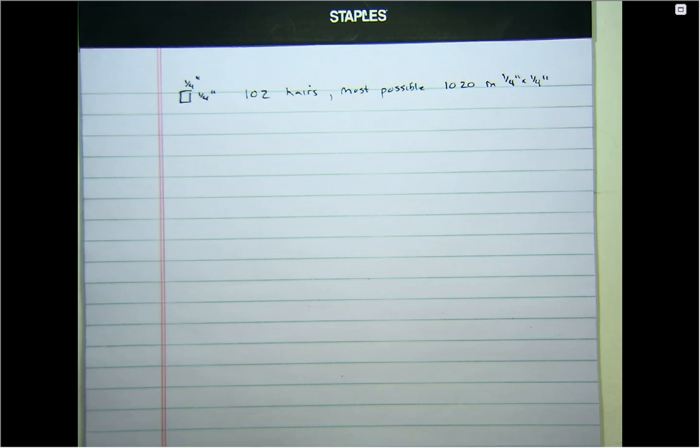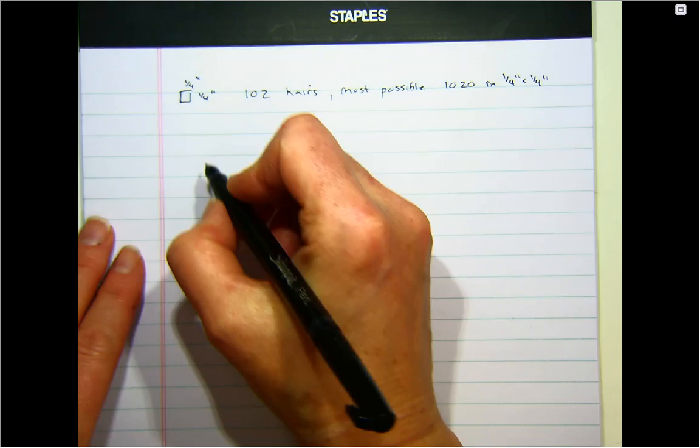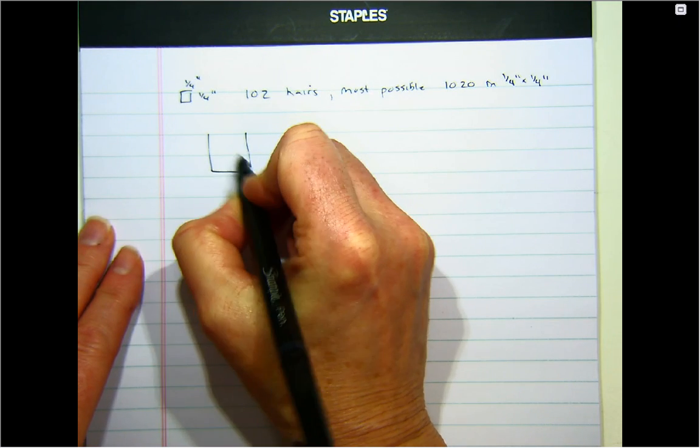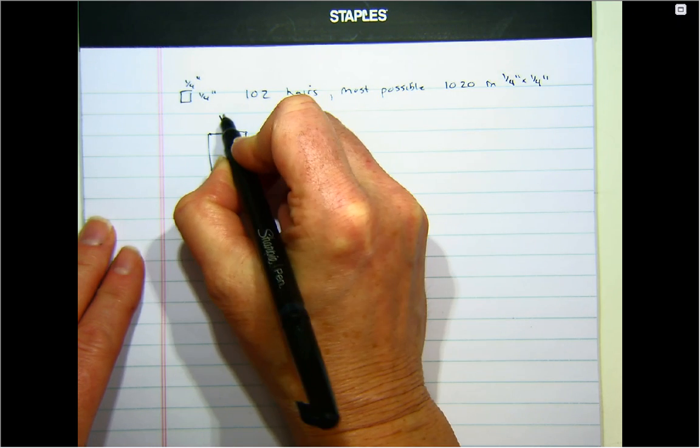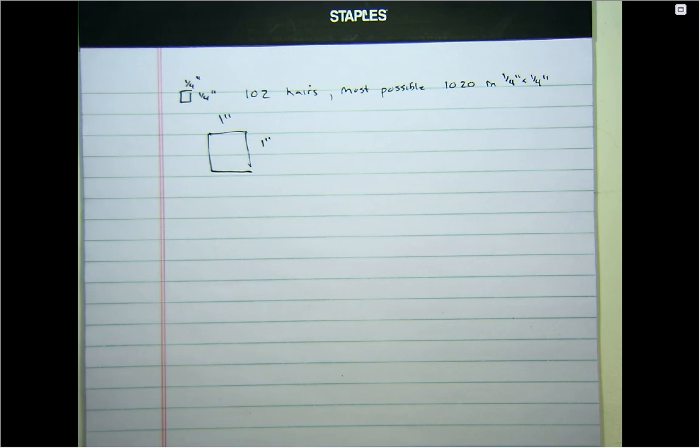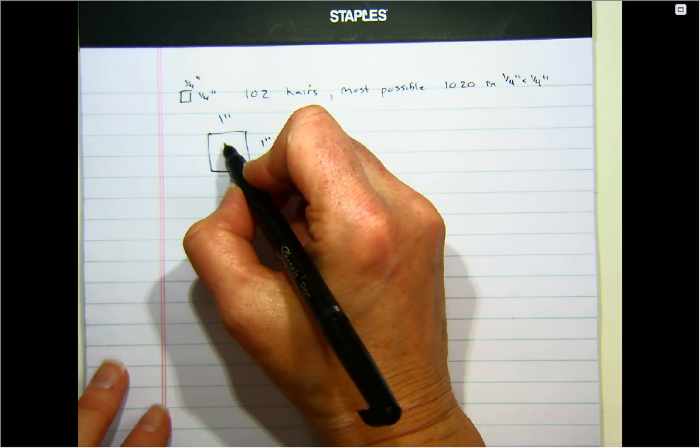Well, let's see what that gives us then for a square inch. So let's go ahead and draw a square inch. So a square inch is like on your tile floors. You have square feet, tiles. They're 1 foot by 1 foot. So a square inch tile is 1 inch by 1 inch. So how many 1/4 by 1/4 sections are there in the square inch? Let's just draw it out and see.